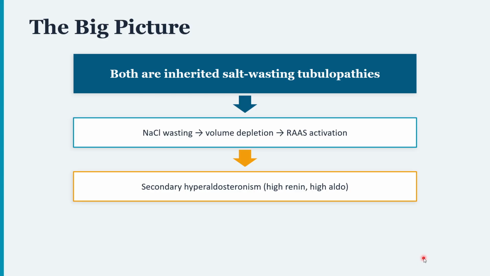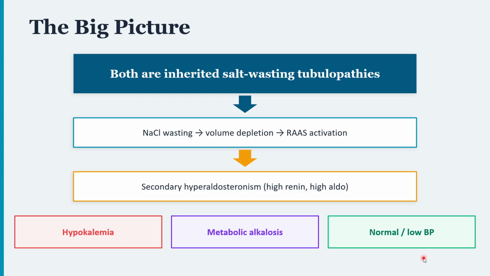This sodium chloride wasting leads to chronic volume depletion. The body senses it's volume depleted, so it activates the renin-angiotensin-aldosterone system. You get secondary hyperaldosteronism. Renin is high, aldosterone is high.